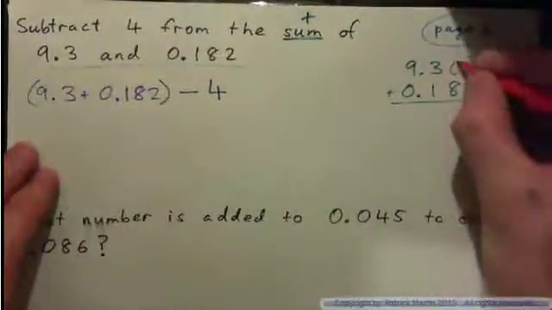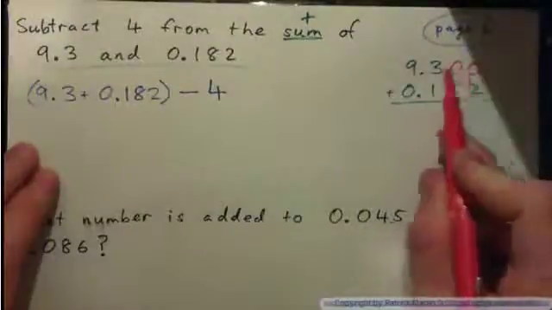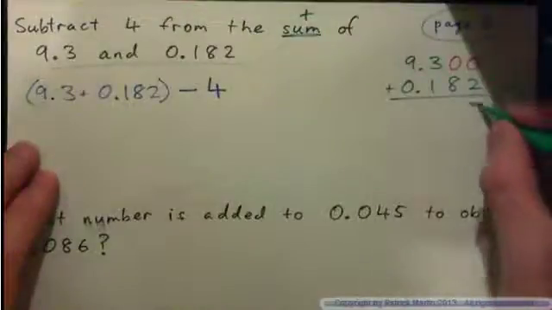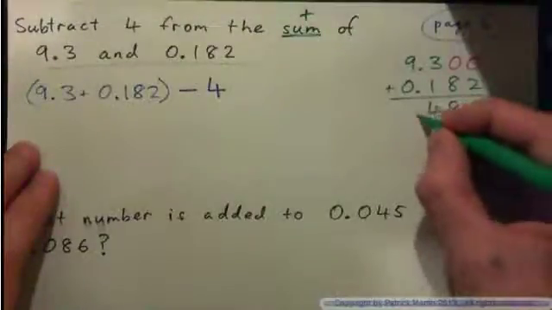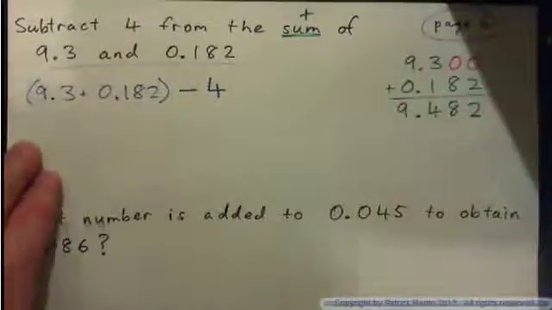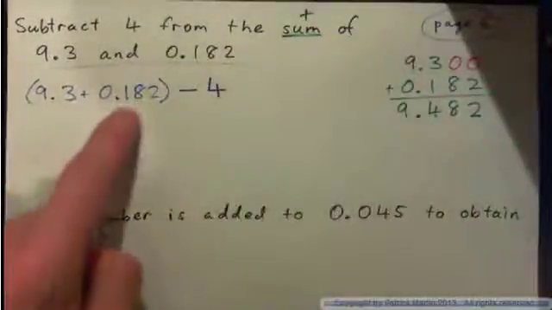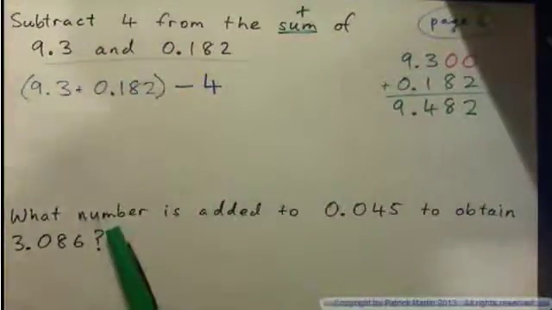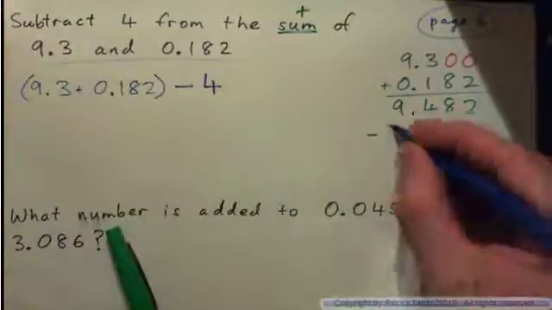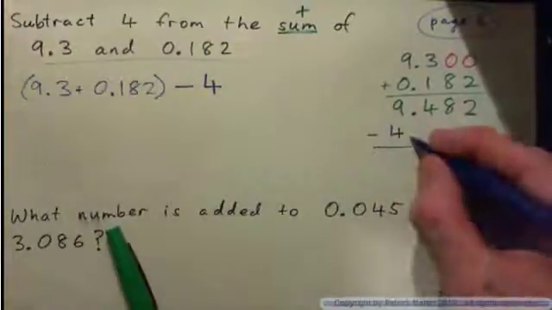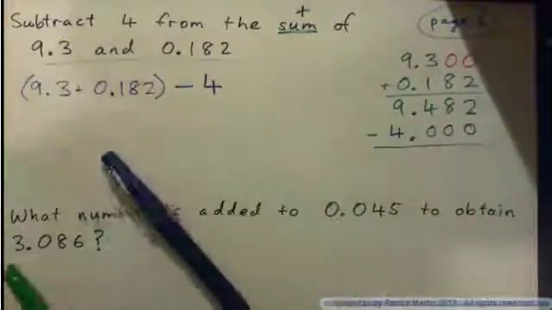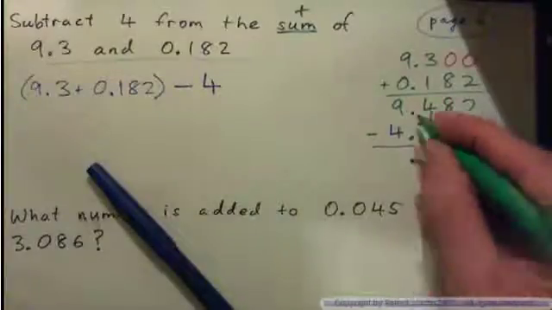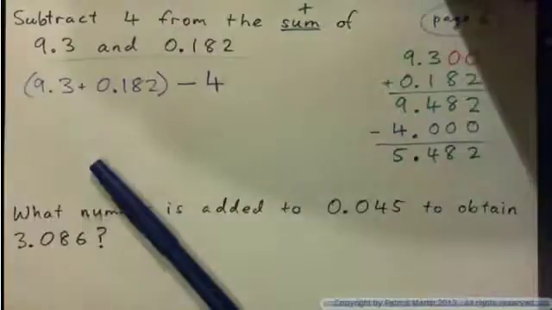And I think it's kind of nice to stick zeros where we have kind of empty spaces, right? For the hundredths and the thousandths here. So 0 and 2 is 2, 0 and 8 is 8, 3 and 1 is 4, 9 and 0 is 9. So that's the sum of 9.3 and 0.182, and then we have to subtract 4 from that. How are we going to do that? Subtract 4, right? Or just for fun, 4.000. How about that? Okay. 2 minus 0 is 2, 8 minus 0 is 8, 4 minus 0 is 4, 9 minus 4 is 5. So 5.482, right?